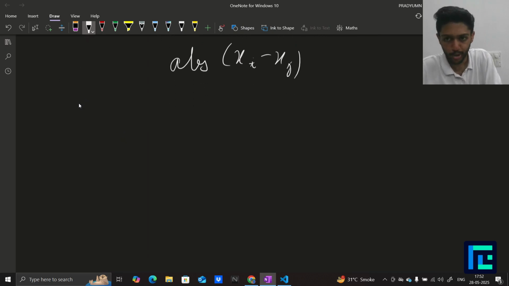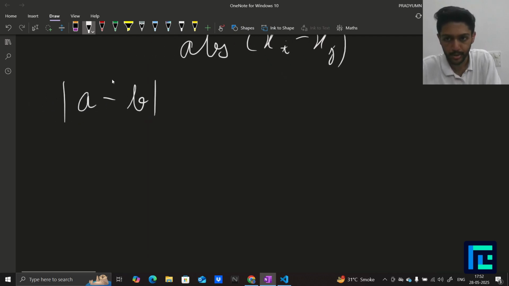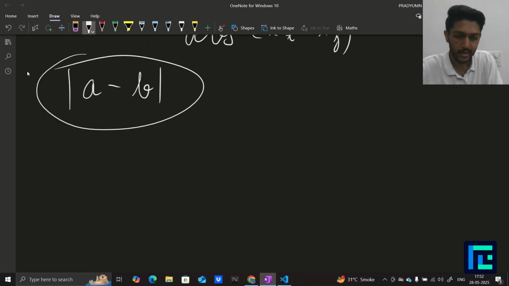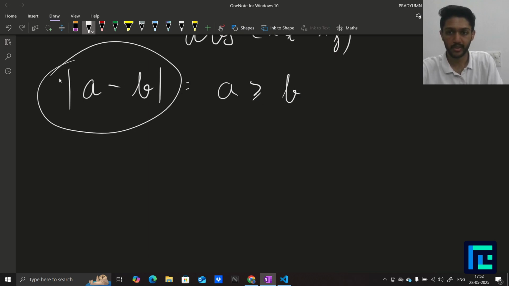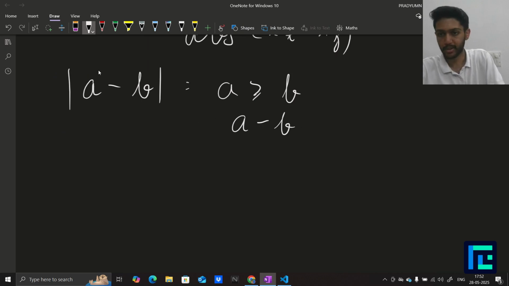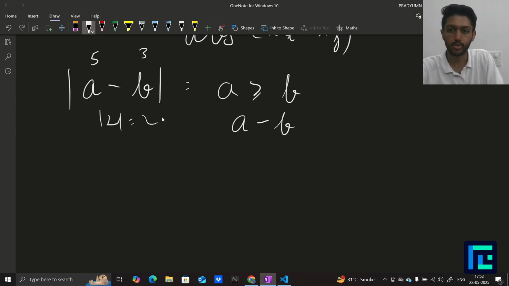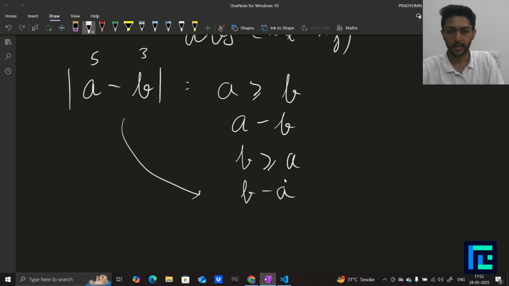Anyways, what you can simply observe is, what is the absolute value of a minus b? Just look at this value for now, carefully, and think about it. It is defined as, if you have a greater than or equal to b, then the mod of a minus b is the same as a minus b. For example, if you have 5 minus 3, then the mod of 5 minus 3 is mod of 2, which is just 2. So it's just 5 minus 3 itself. And if you have b greater than or equal to a, then this value is equal to b minus a, right?